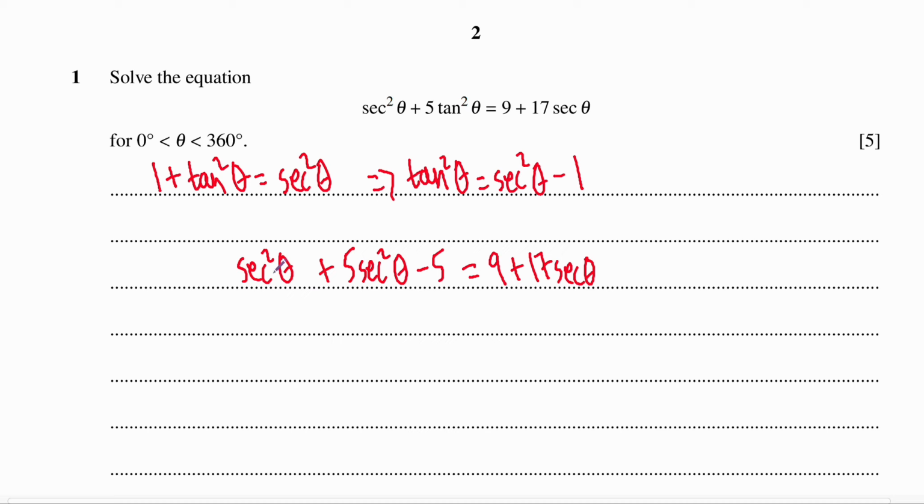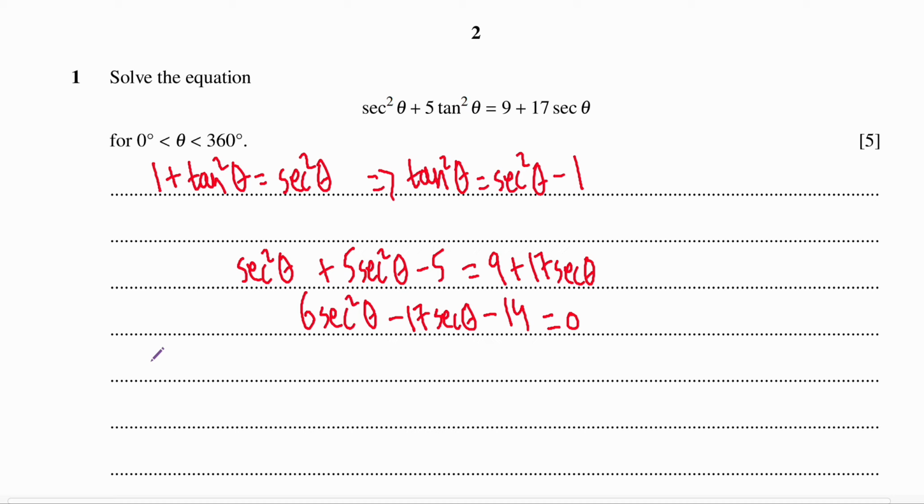We have 1 secant squared plus 5 secant squared. So that becomes 6 secant squared theta. And then we have negative 17 secant theta, if I bring it to the other side. And then bring this to this side as well. We have minus 5 minus 9 is minus 14. And this is equal to 0. So far so good. Now how do we solve this?